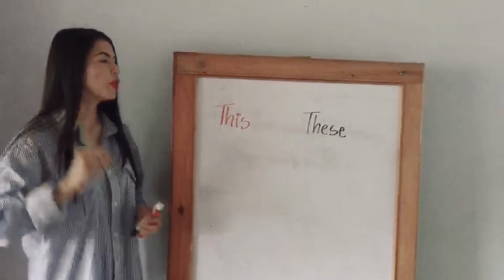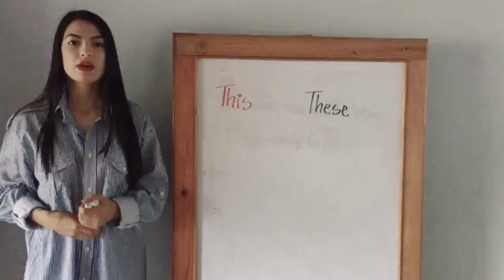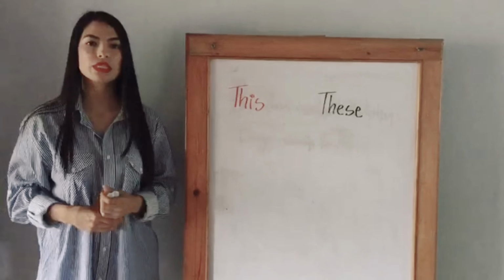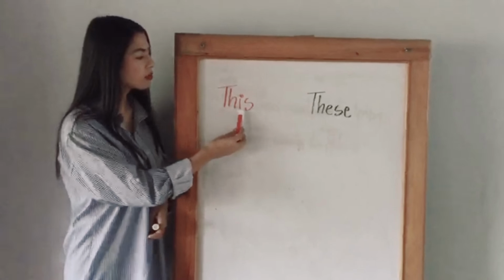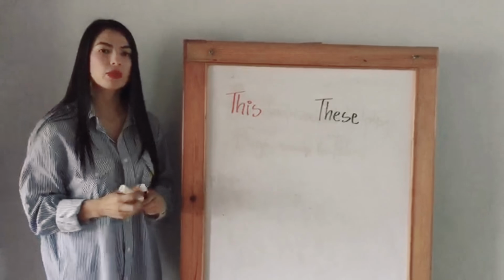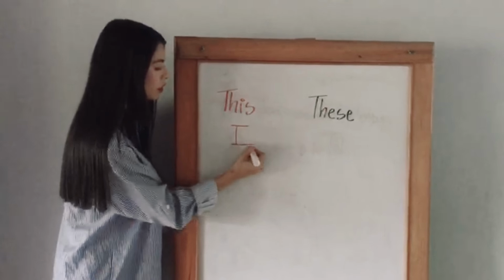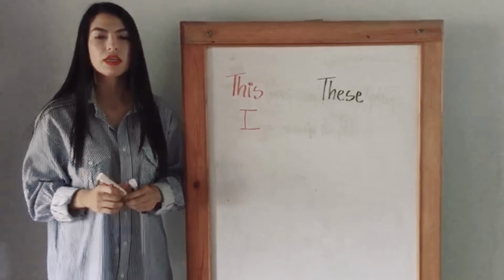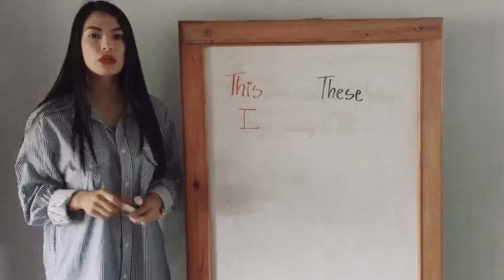Mistake number 2. We have here 2 different words, and people often make the mistake of pronouncing both words with the same pronunciation or the same sound. But when we pronounce the word "this", we have to know that this word has a different sound. The sound is short i. If you notice, I don't need to smile when I pronounce the word "this".